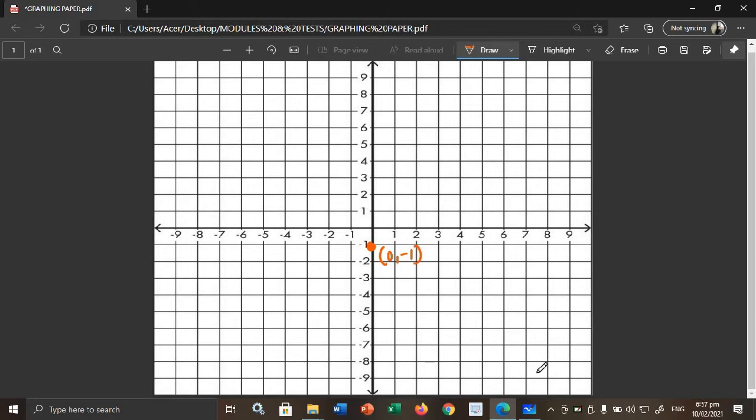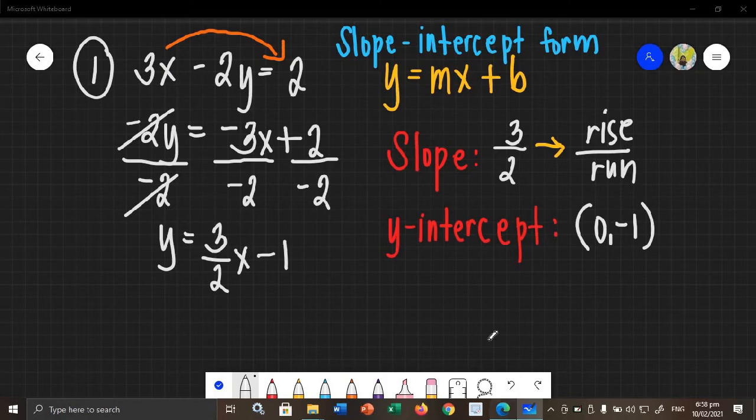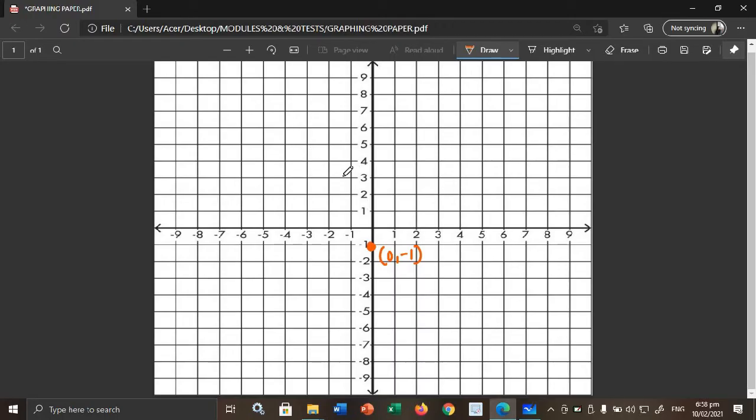And then, to find the second point so we can graph the linear equation, we will be using the value of our slope. As we all know, we discussed in our previous lessons that the slope is rise over run. Right? So, our slope is 3 over 2. We will use it to find the second point.